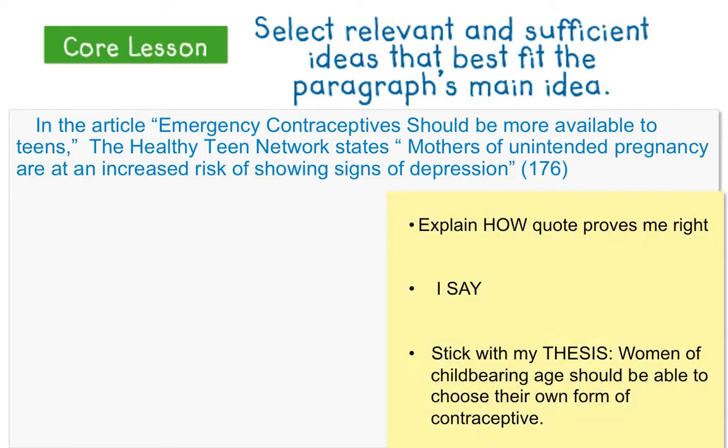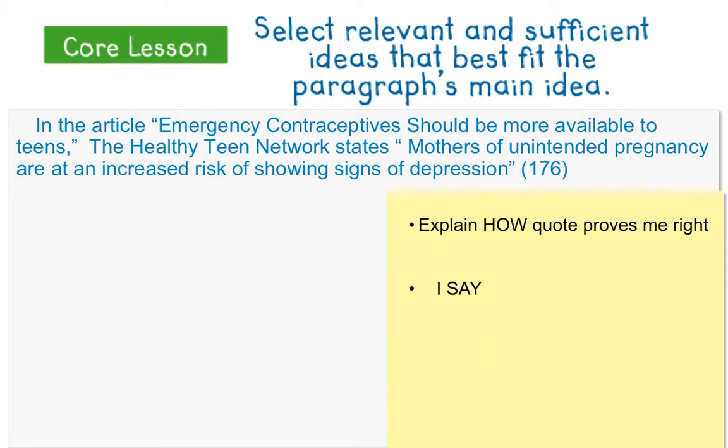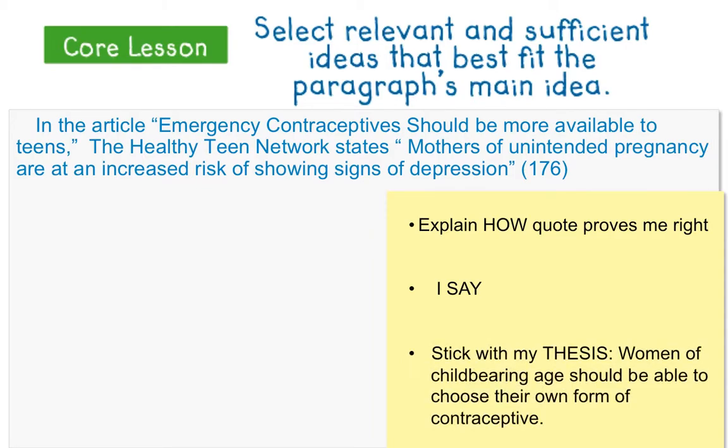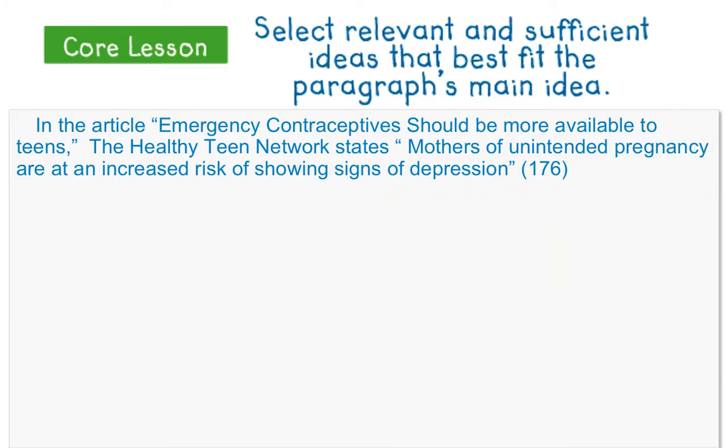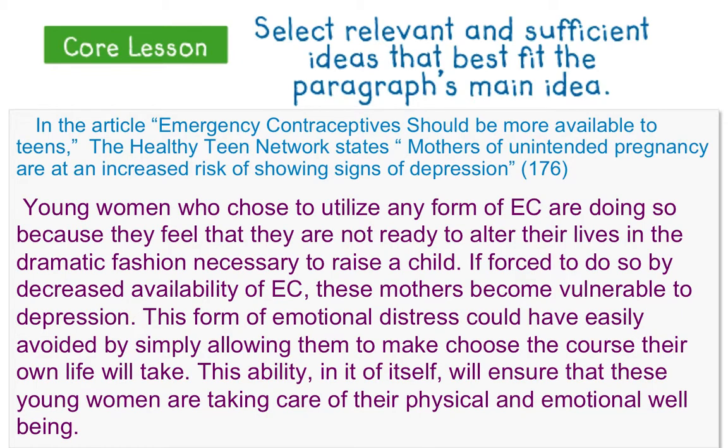This is my chance to explain what I want to say. I also have to ensure that I am maintaining my thesis statement and staying true to the overall thesis. Women of childbearing age should be able to choose their own form of contraceptive. Notice, within this final section, I stay in formal diction and accurately link my direct quote to my overall claim. I conclude this paragraph by directly combating the paragraph prior.